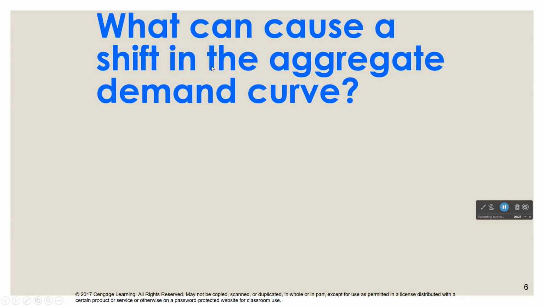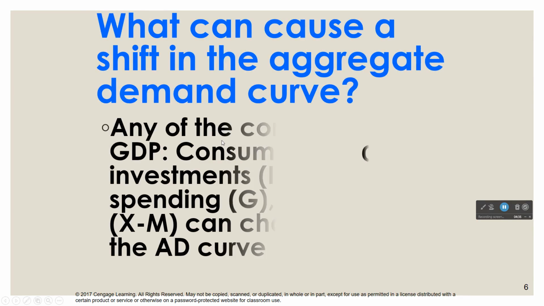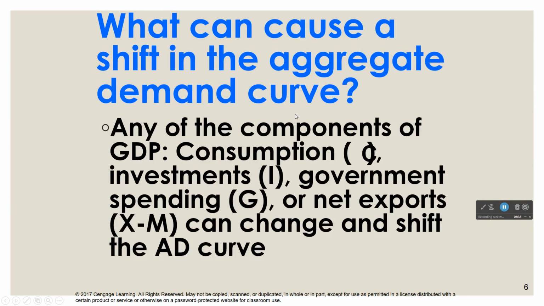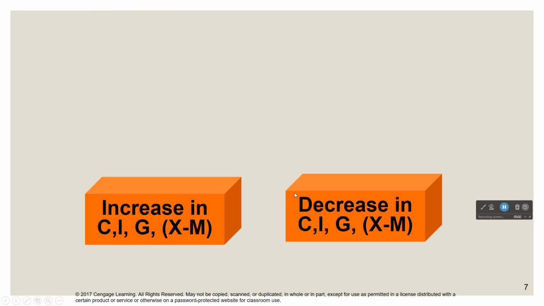Now, this aggregate demand curve, downward sloping to the right, can shift. If any of the components of GDP change, consumption, that's a C there, the slide is a little off, investment, I, that's businesses buying final user goods and services, government spending, government buying final user goods and services, or net exports, exports minus import spending, any of these can change, and that will shift the aggregate demand curve.